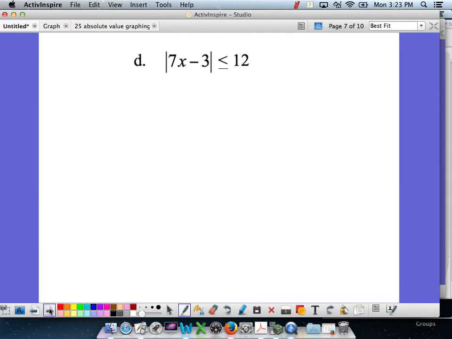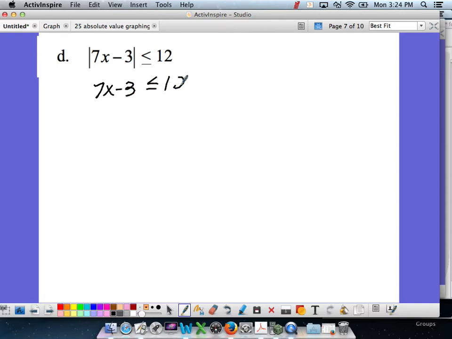The next one is a less than problem. If it's less than, it's sitting between the positive number and the negative number. In this case, it's positive 12 and negative 12. To solve this, I'm going to pull this over a little bit. To solve this, you're just going to simply pull this out. 7x minus 3 is less than the positive, greater than the negative.